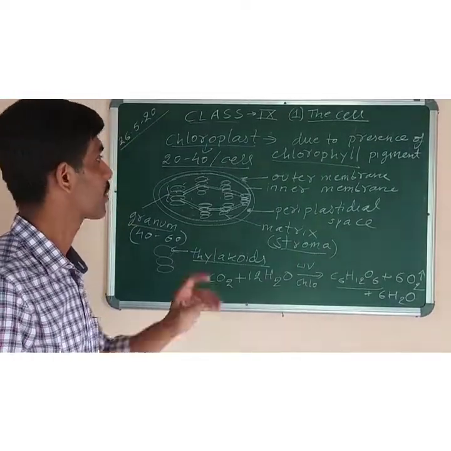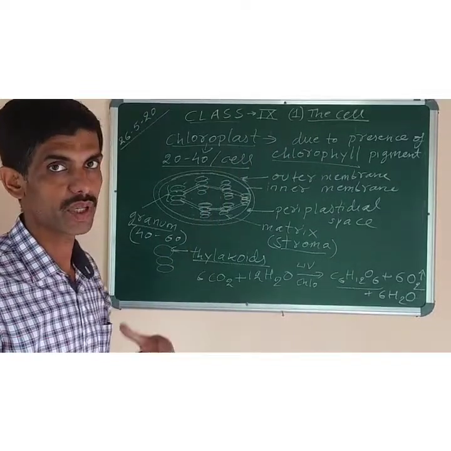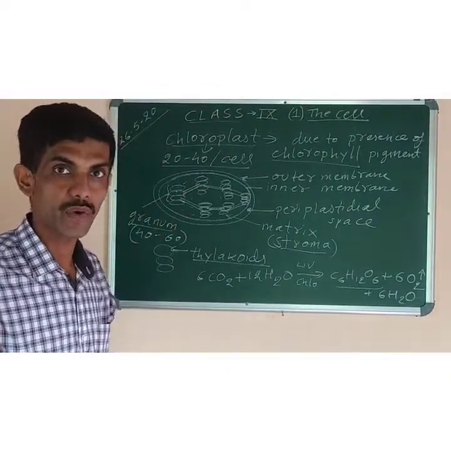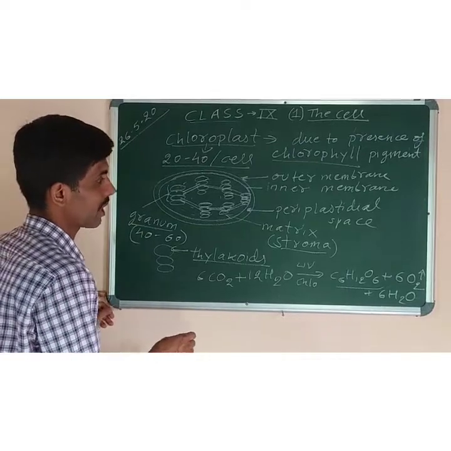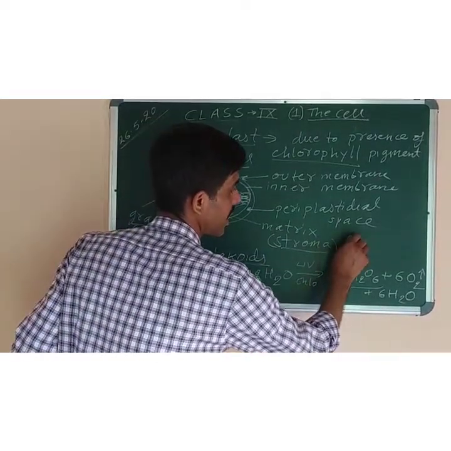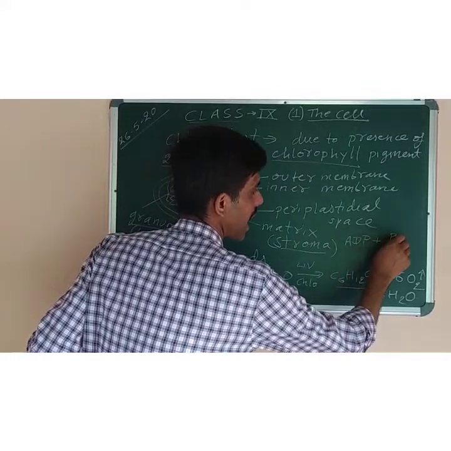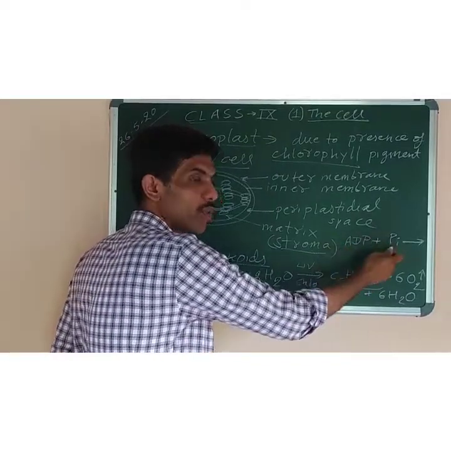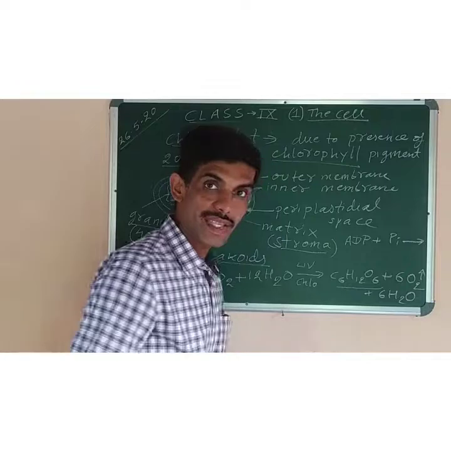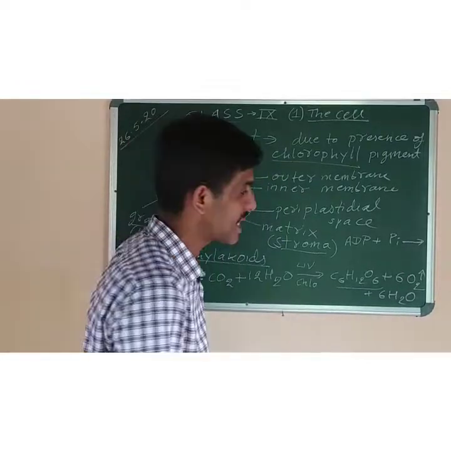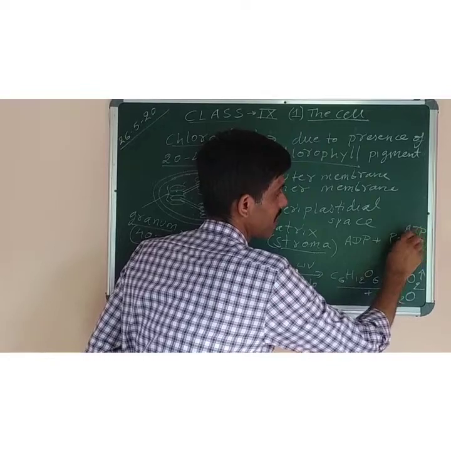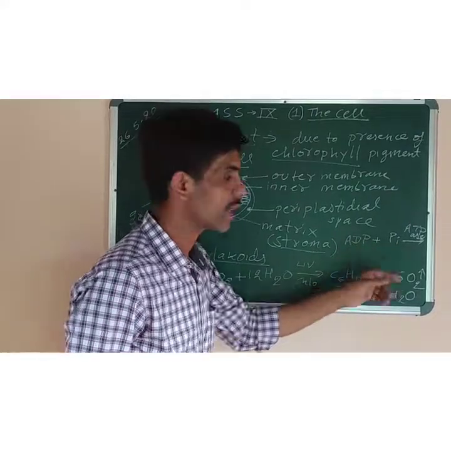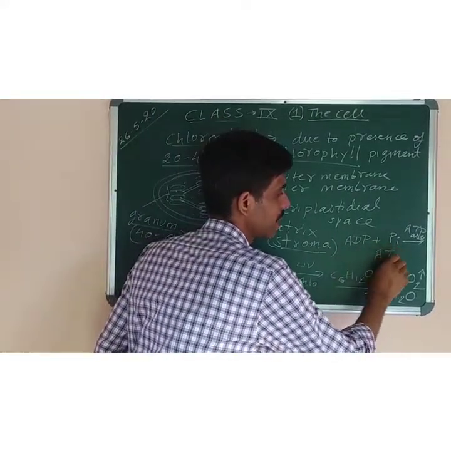The second function of chloroplast is it helps in phosphorylation. What is the definition of phosphorylation? The process of formation of ATP from ADP and inorganic phosphate. I will write here ADP, that stands for adenosine diphosphate, plus Pi, that is inorganic phosphate. Two are already there, one more added. The enzyme is there, the name of that enzyme is ATPase enzyme, adenosine triphosphatase. So in the presence of ATPase enzyme, ADP combines with inorganic phosphate to give rise to ATP, and this process is called phosphorylation.